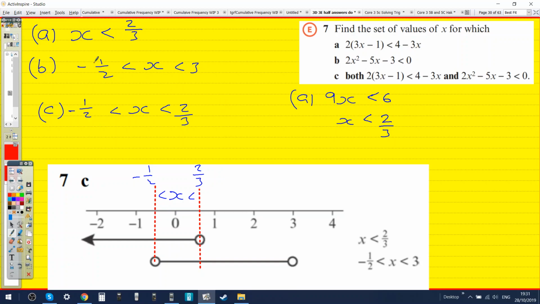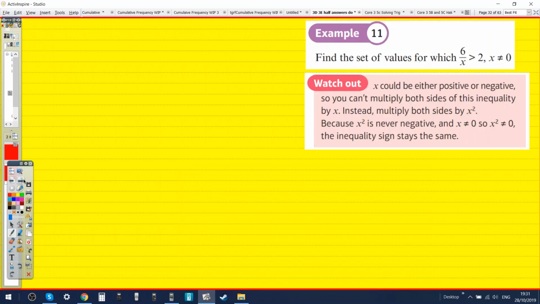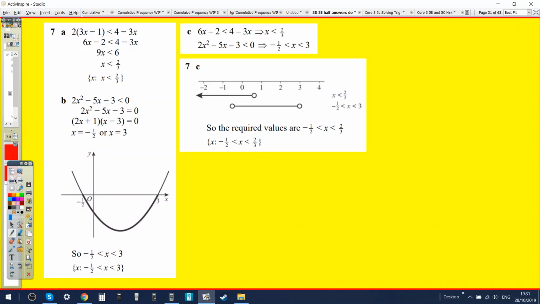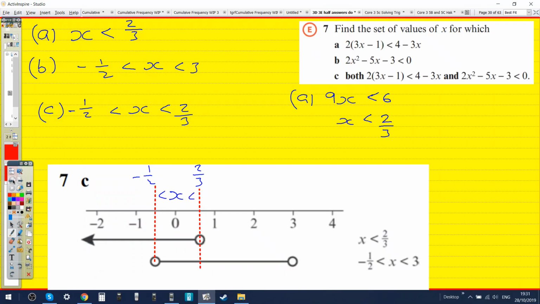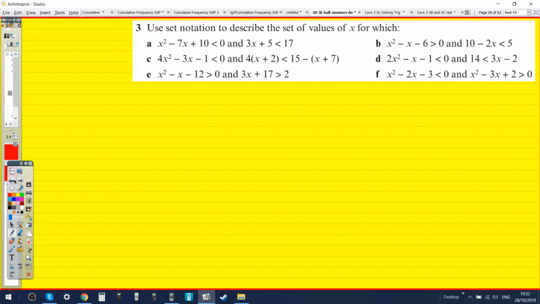No. Okay, so we knew x was between -0.5 and 3, and we also knew that x was less than 2/3, and so if it's less than 2/3, then it couldn't be 1 or 2 or 3 or any of those, so it just had to be less than 2/3. We could practice that a bit more. Wouldn't mind doing one more.